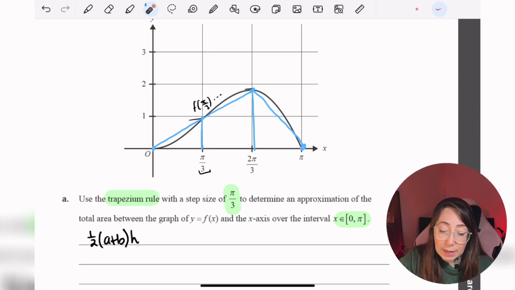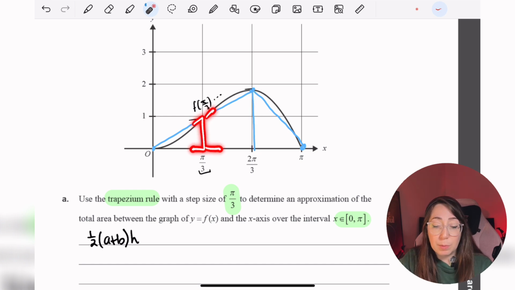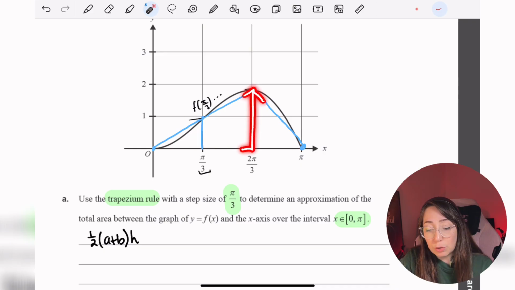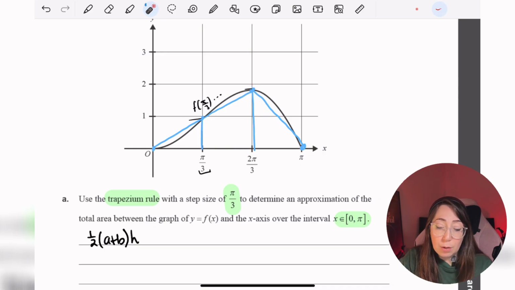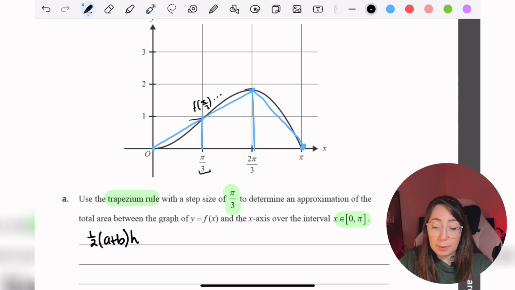But what we want to remember is that the inside parts here belong to 2 trapeziums. So that belongs to that trapezium and that one, so I'll need to multiply it by 2. That also belongs to 2 trapeziums, so we'll multiply it by 2. Whereas the outside values only belong to 1 trapezium, so we will not need to multiply by 2.